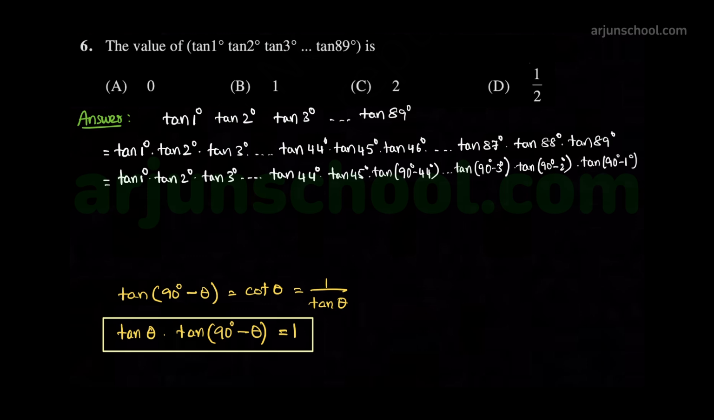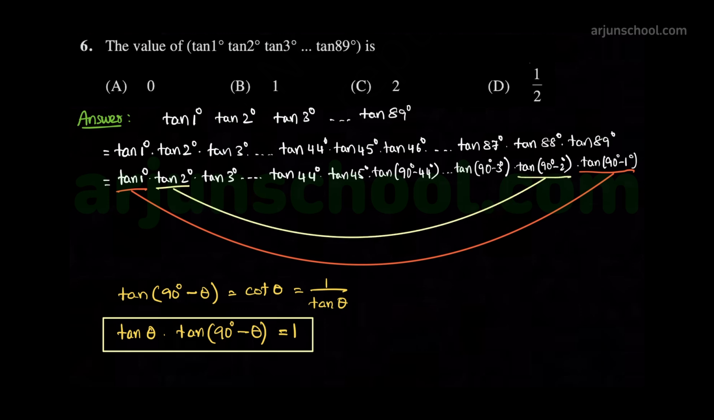Now let us identify the pairs. Tan 1 degree and tan 90 minus 1 degree. Similarly, tan 2 degrees and tan 90 degrees minus 2 degrees. Tan 3 degrees and tan 90 degrees minus 3 degrees. Tan 44 degrees and tan of 90 degrees minus 44 degrees. Now let us see the product of these pairs.